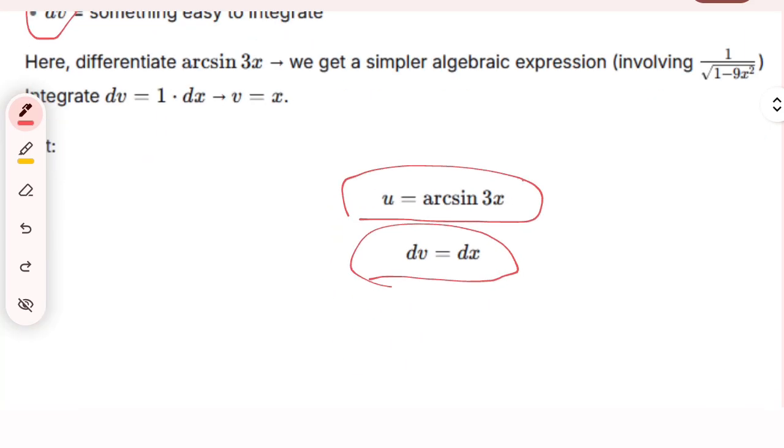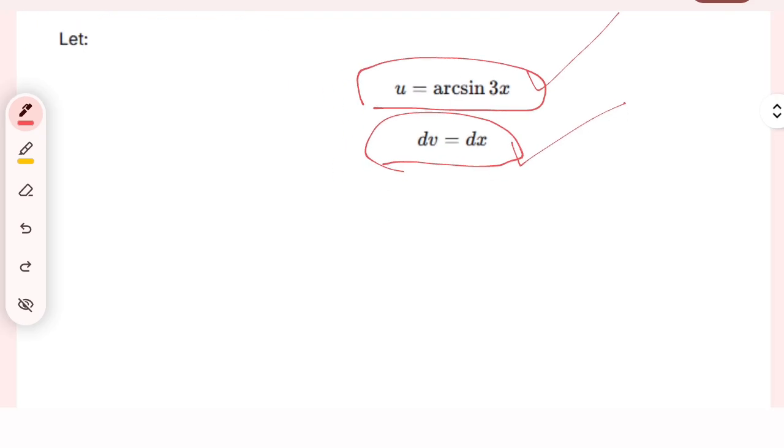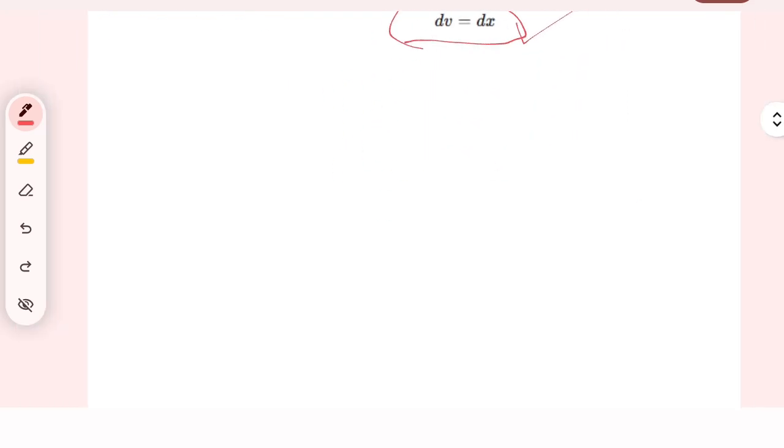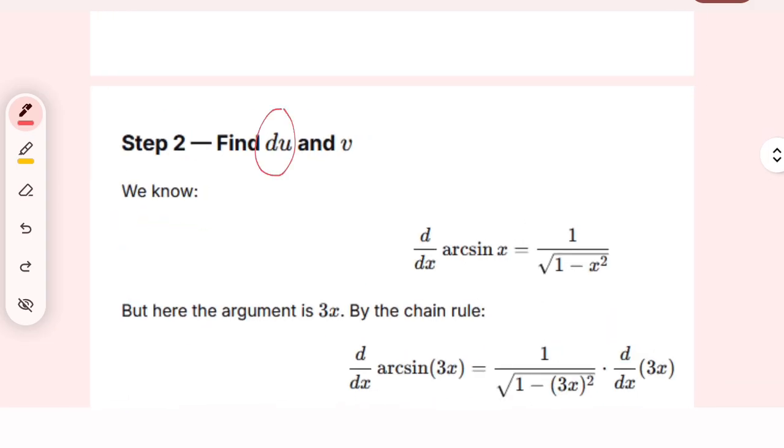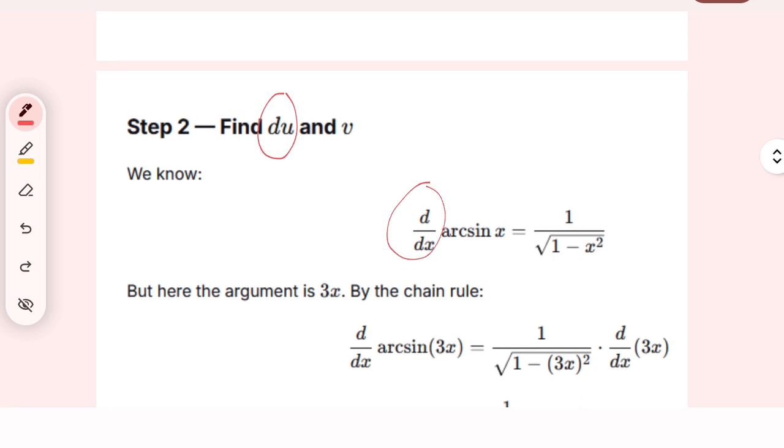So now I have a u, and now I have a dv. So I need to have a du, or the derivative of u. So I need to compute the derivative of u. What would be the derivative of u? What would be the derivative of arc sine x?